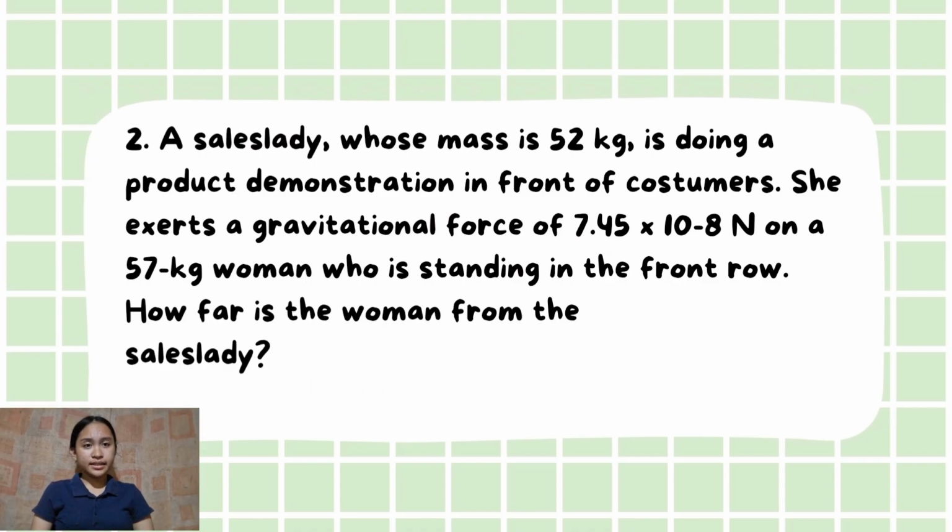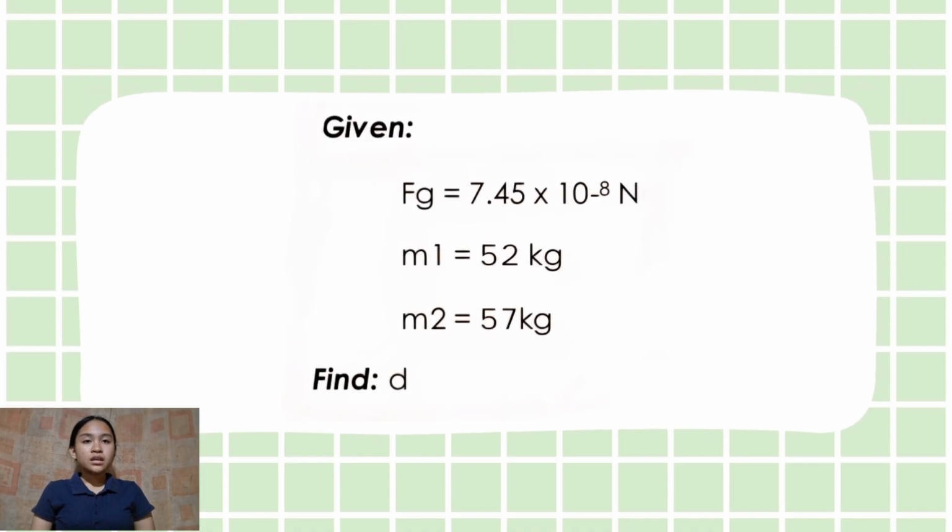So the second problem is a sales lady whose mass is 52 kg is doing a product demonstration in front of customers. She exerts a gravitational force of 7.45 times 10 raised to negative 8 Newton on a 57 kg woman who is standing in the front row. How far is the woman from the sales lady? So the given are F sub g equals 7.45 times 10 raised to negative 8 Newton. The m sub 1 is 52 kg. The m sub 2 is 57 kg. So we will find the d, or the distance.